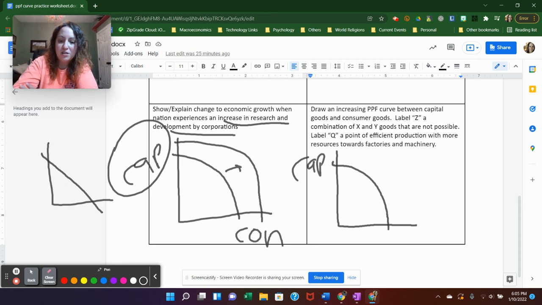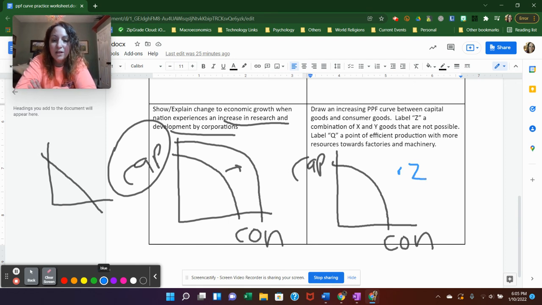So the opportunity cost gets bigger and bigger as the slope gets steeper and steeper. Okay, so we've got capital goods on the y-axis, consumer goods on the x-axis. Draw an increasing PPF curve between capital and consumer goods. Label Z a combination of x and y goods that are not possible. Okay, so not possible is going to be outside of our PPF curve. That's point C. And label point Q a point of efficient production. Efficient means it's on the line, but with more resources towards factory and machinery, which is code for capital goods. So we're going to be on the PPF curve, but at a point closer to capital, and that's going to be point Q. So lots of capital and very little consumer goods. Don't forget the origin too.